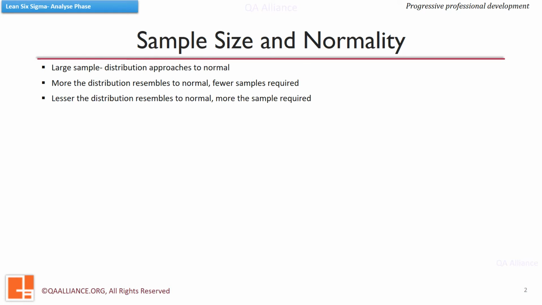The reverse logic of this is also true. The more the distribution deviates from normal, the greater the number of samples needed to demonstrate the central limit theorem. Let us understand with the help of an example what the impact of sample size on the distribution is.